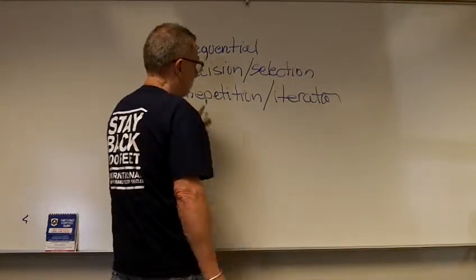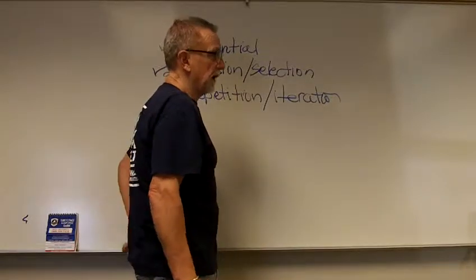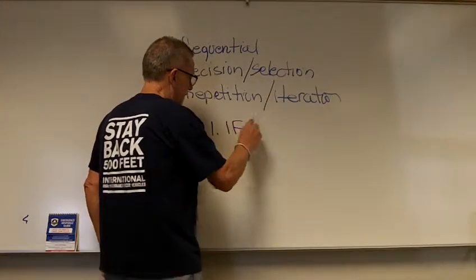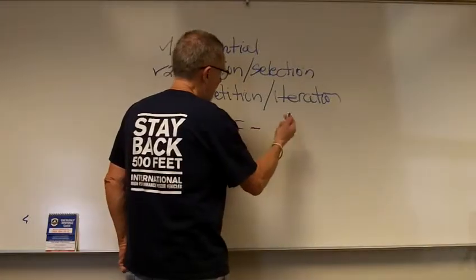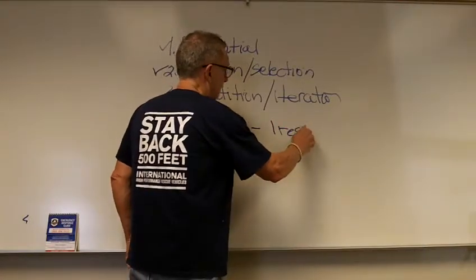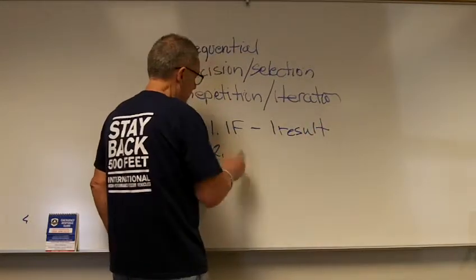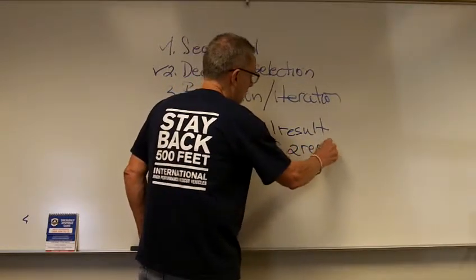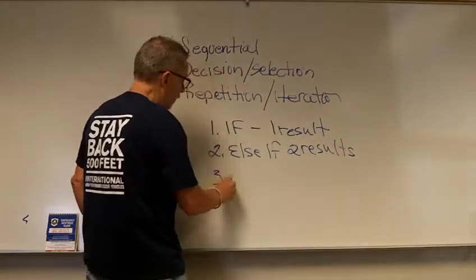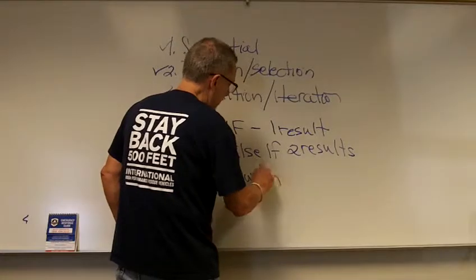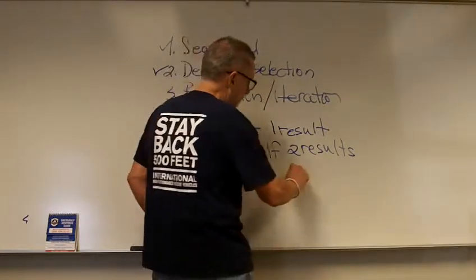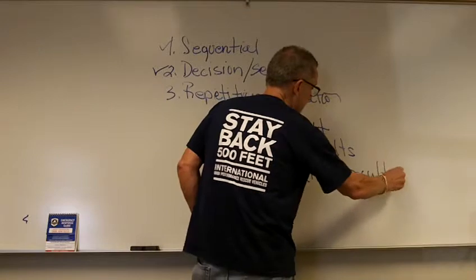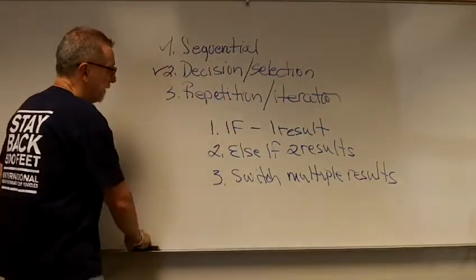So when we talk about decisions, there's three different reserved words that we talk about in Java. The first one is if, okay? And if statements have what we would call one result. They only return one result. We also have else if, which would be two results. And then we have the switch, or in other languages, or in generics, would be called the case structure. And this one can have multiple results. Okay? So I'm going to draw these for you now.